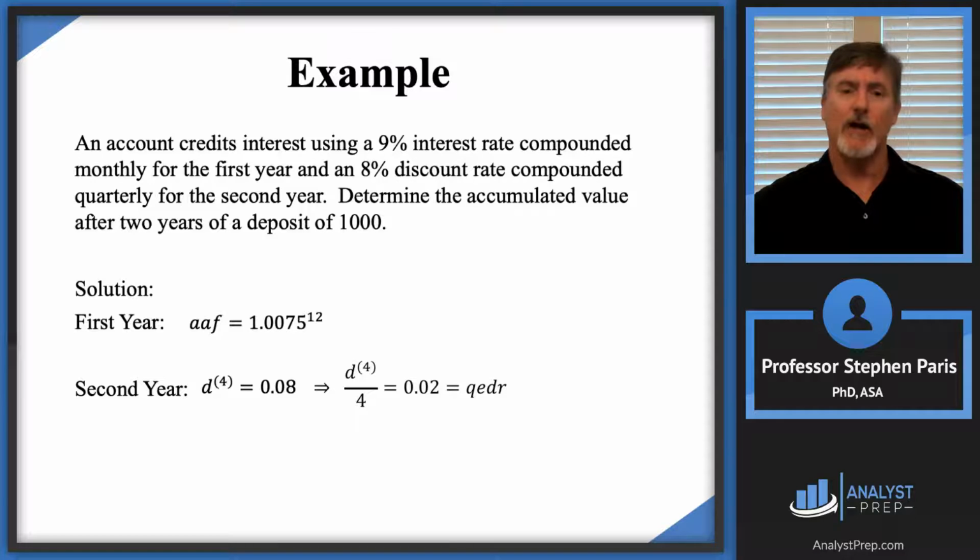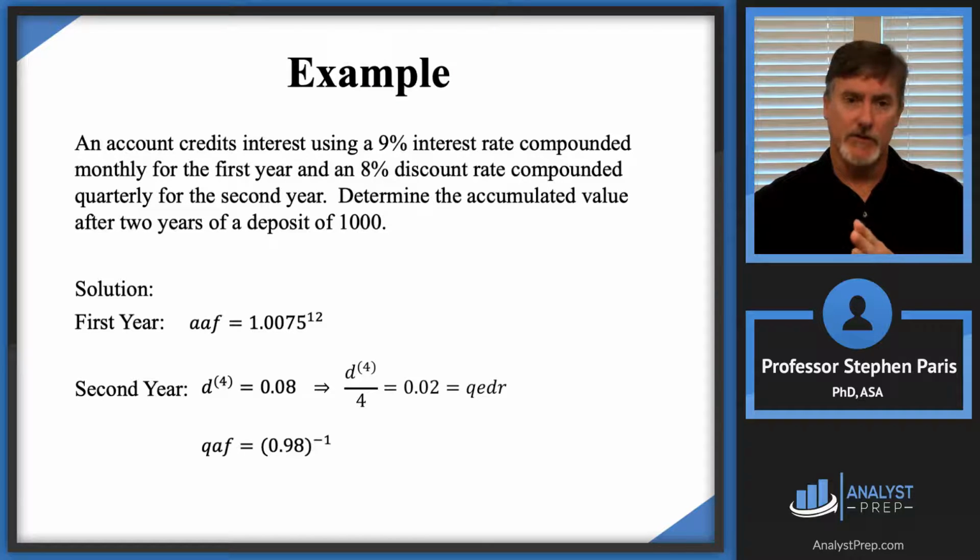Okay, so now how do I get the quarterly accumulation factor from the quarterly effective discount rate? Well, I take 1 minus the quarterly effective discount rate and then take the reciprocal of that. So it's 1 minus 0.02 to the negative 1, which is 0.98 to the negative 1. Now that's the quarterly accumulation factor.